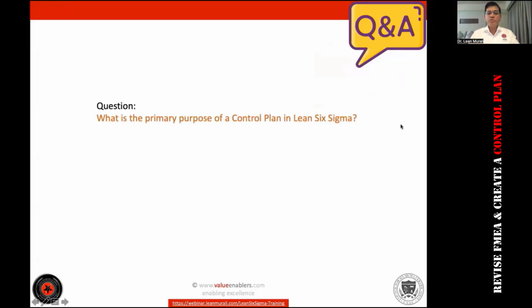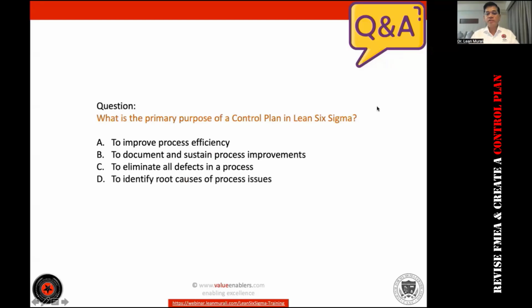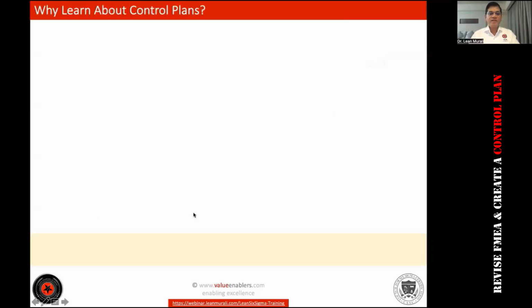What is the primary purpose of a control plan in Lean Six Sigma? To improve process efficiency, to document and sustain process improvements, to eliminate all the defects in the process, or to identify root causes of the process. Everybody knows the answer? It is not to identify the root causes. It is to document and sustain process improvements. So congratulations to all those who typed B. That's the right answer.